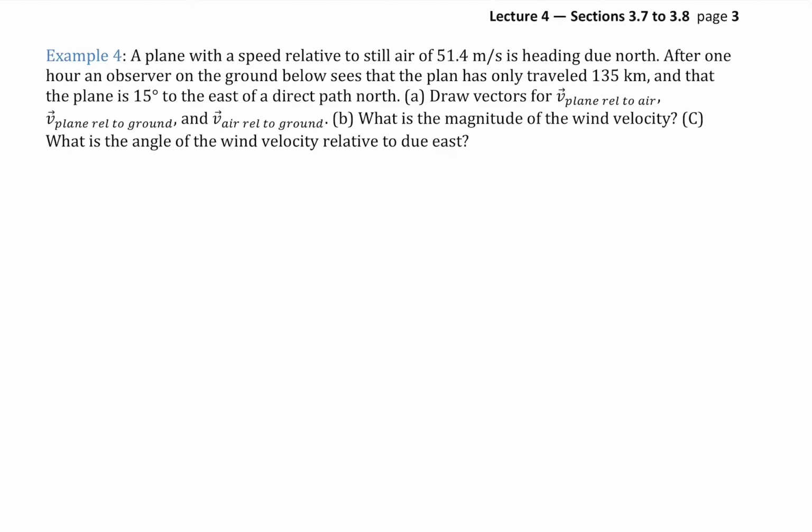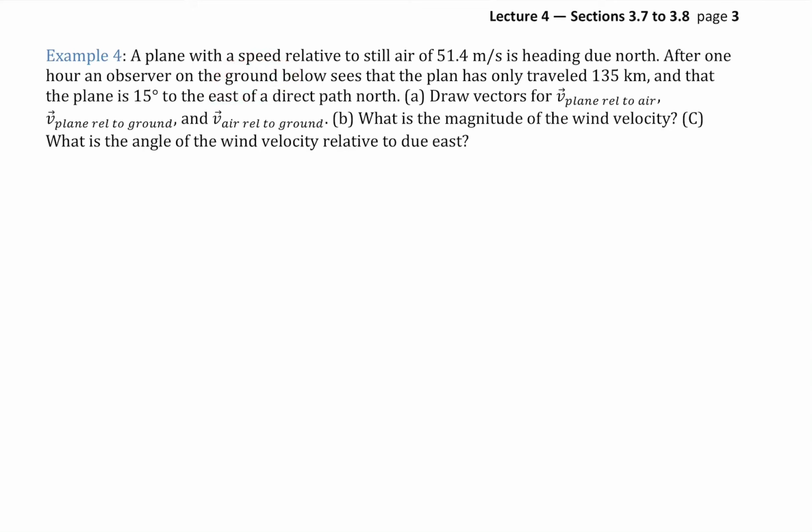Okay, so a plane with a speed relative to still air is 51.4 meters per second, all right? And it's heading due north. After 1 hour, an observer on the ground below sees the plane has only traveled 135 kilometers, all right? And that the plane is 15 degrees to the east of a direct path north. So unlike the previous problem where we were assuming the pilot knew what they were doing and they adjusted their heading so that their velocity relative to the ground would be in a cardinal direction, here we have a plane that is just trying to go in a certain direction, not realizing that they're getting blown off course. And there's just someone on the ground being like, hey, this isn't working.